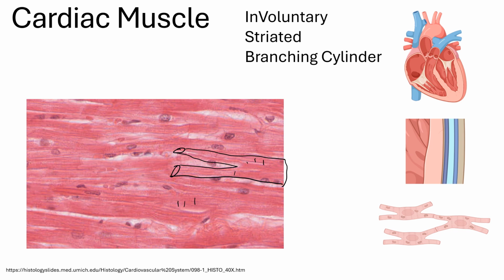intercalated discs. Intercalated discs are located where each branching cylinder-shaped muscle fiber comes into contact with the one next to it. Over here on the histological picture, these intercalated discs kind of look like a little bit darker lines that are running perpendicular to the sarcolemma, right? They're faint, but they are there.